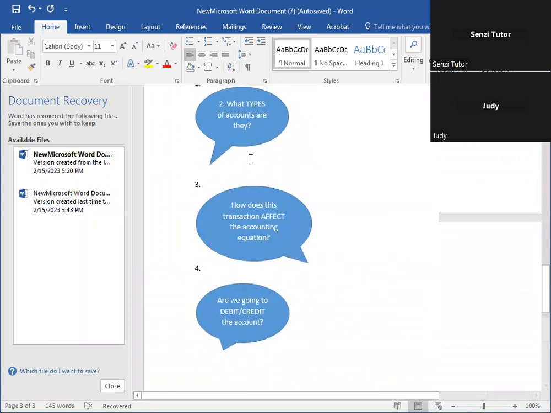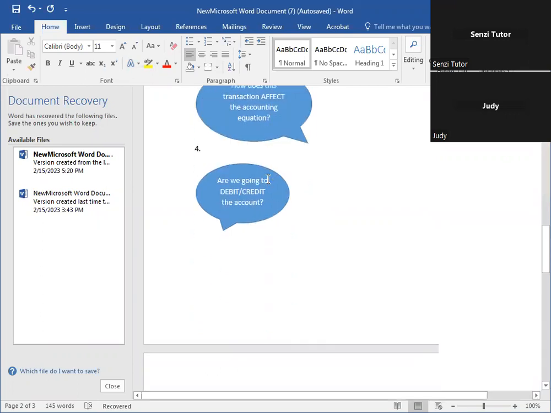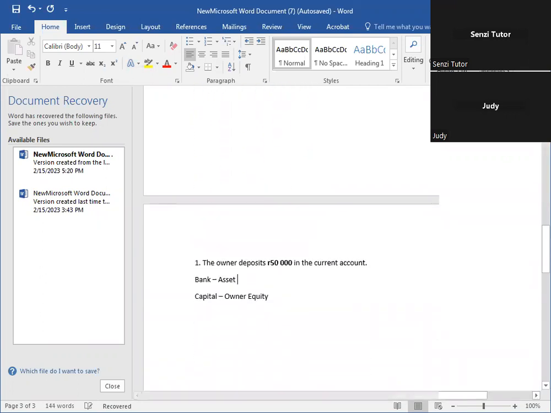Third question: how does this transaction affect the accounting equation? Are they increasing or decreasing the accounting equation according to the elements of financial accounting? What about assets? Whenever there is an inflow of money into the business, the cash, then our asset will increase. Yes, it will increase on which side? On the debit side. There is an increase on the debit side.